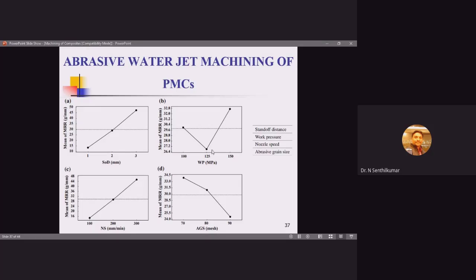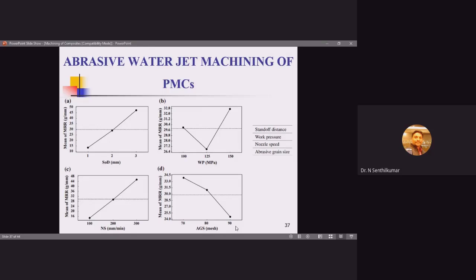Then work pressure. What is the pressure with which the abrasive particles along with the water is being focused? For 150 you can see higher MRR. Okay. Then we have the nozzle speed, right? With an increase in speed, obviously you know the MRR is going to increase. Then abrasive grain size. Whenever I increase the abrasive grain size, then obviously the MRR tends to lower, because the finer the particles, the cutting ability will be good. Am I right or wrong?